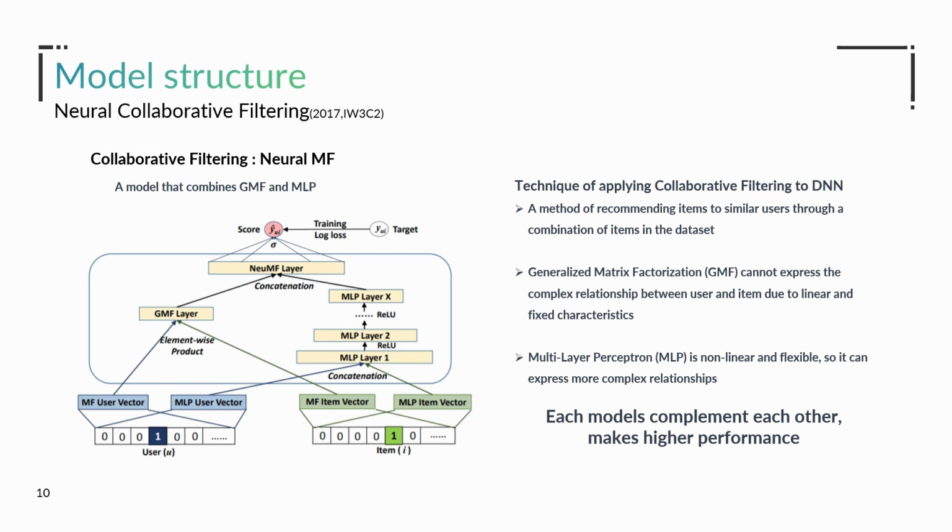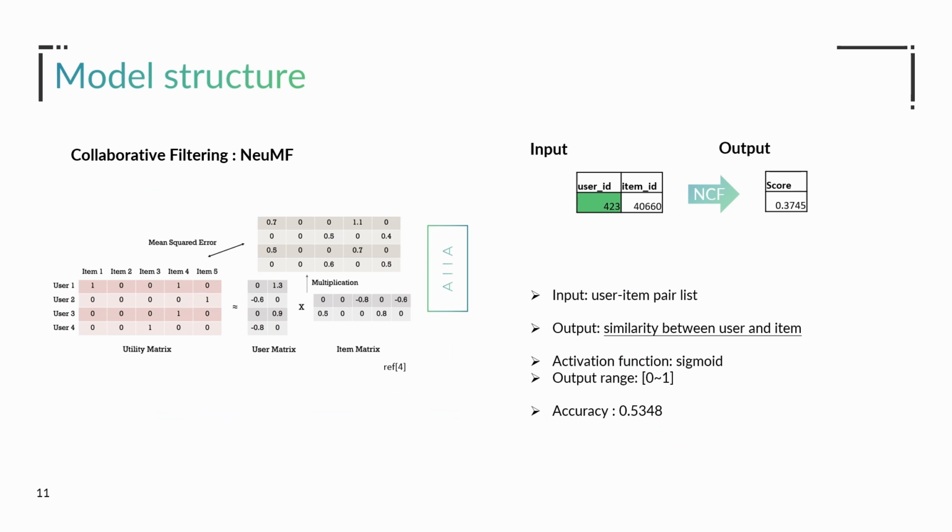Next is the model structure of neural collaborative filtering. This is the technique of applying collaborative filtering to a deep neural network, and the method of recommending items to similar users through combinations of items in the dataset. Since this model utilizes GMF and MLP at the same time, each model complements the other, which makes for higher performance.